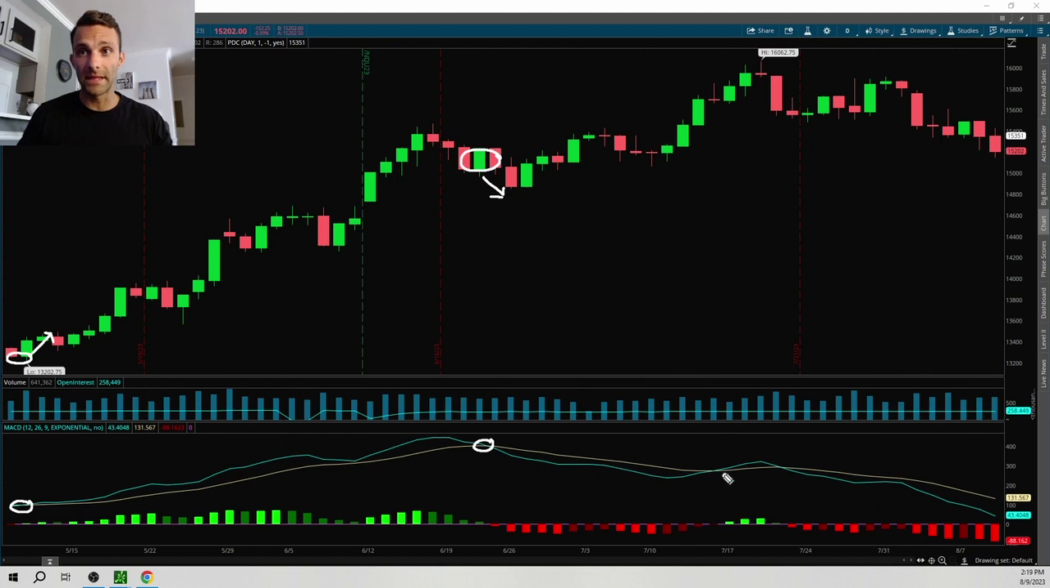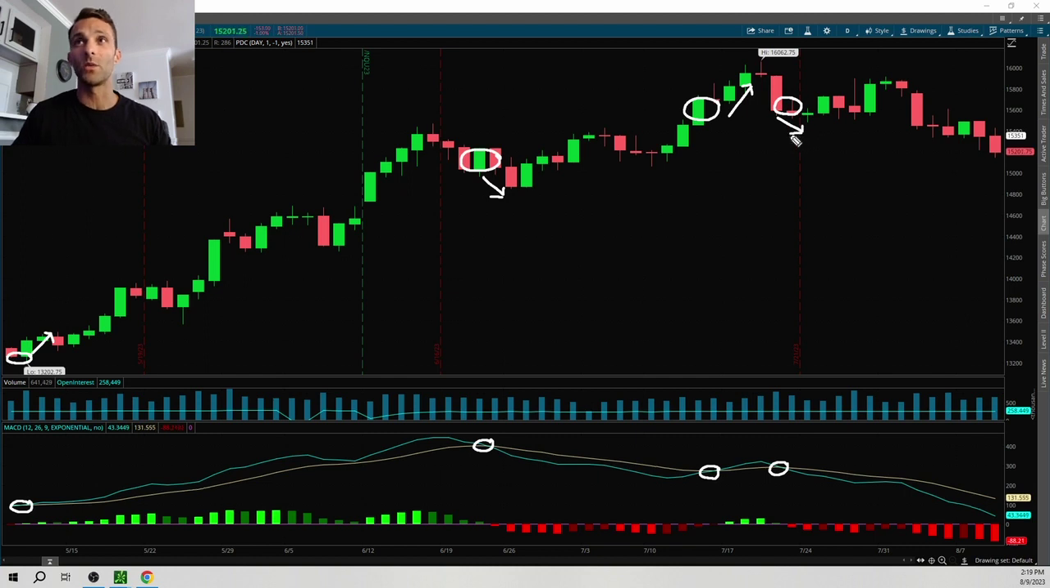And the next time that these lines cross, right here, the blue line crosses the tan line to the upside, which happens to be in this area right here on the daily. And then there is a nice push to the upside. And then there is one more crossover. The blue line crosses the tan to the downside, which happens to coincide right here, where there is a short-term pullback.